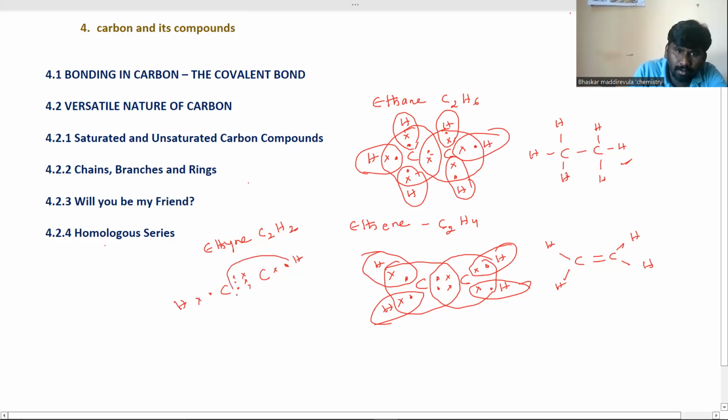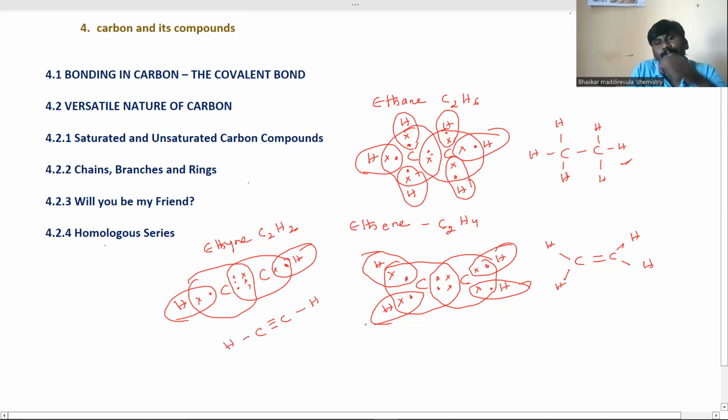Okay. So this is the Lewis dot structure of ethyne. Here three electron pairs are shared, so a triple bond forms. Between the carbon and hydrogen there is a single bond, because one electron pair is shared. So these are the Lewis dot structures of ethane, ethene, and ethyne.